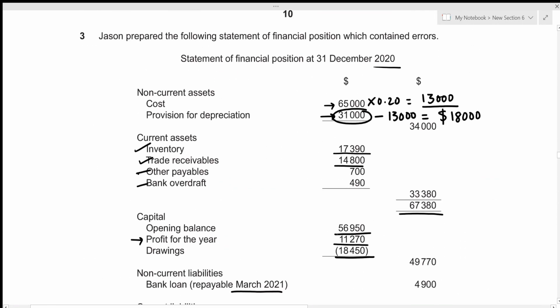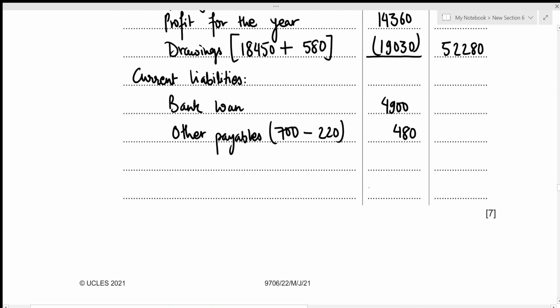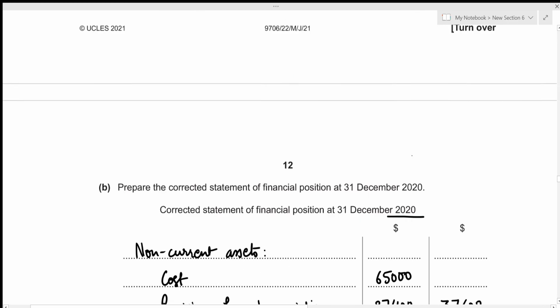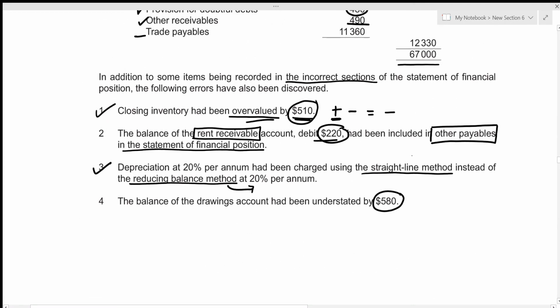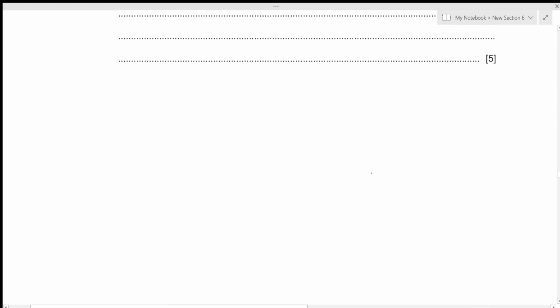That's going to be bank overdraft with a balance of 490. And there are no errors relating to bank overdraft, so we can just substitute this amount as it is. So bank overdraft is going to have the balance of 490. We have one final item relating to trade payables, and its balance is 11,360. And since there is no error relating to this item, we can just copy the exact same amount. So that's going to be 11,360.